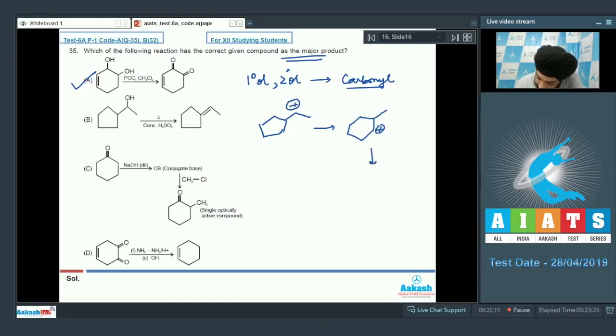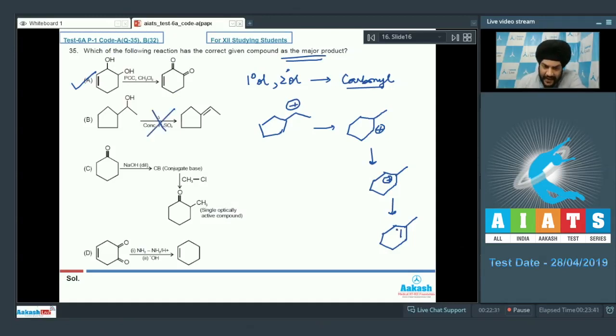This carbocation will further rearrange to form a tertiary carbocation, and then there will be a loss of proton to give us an alkene. So this is going to be formed as the major product. So the reaction given in option B is incorrect.